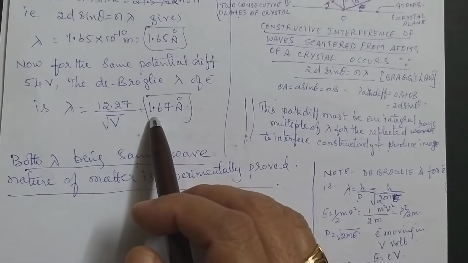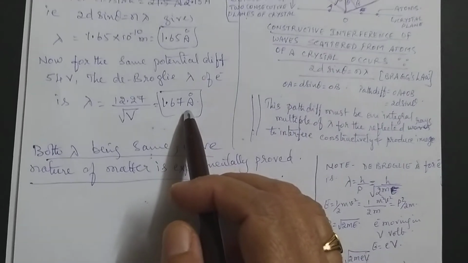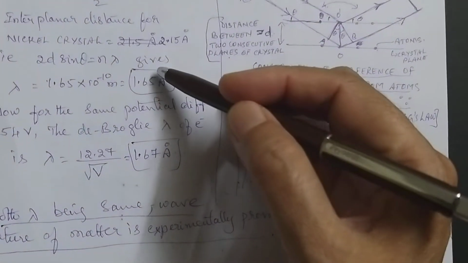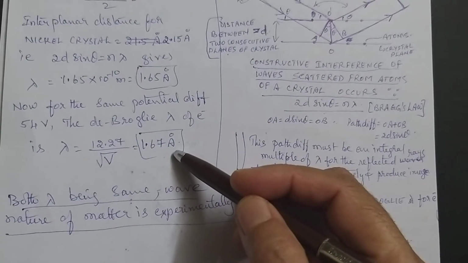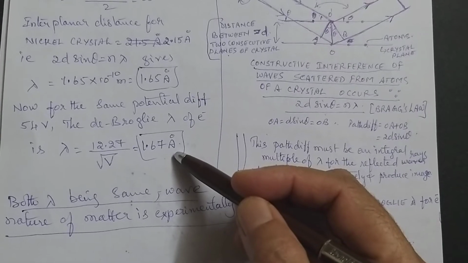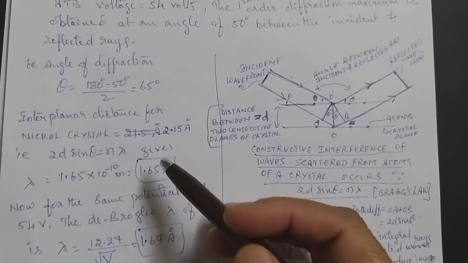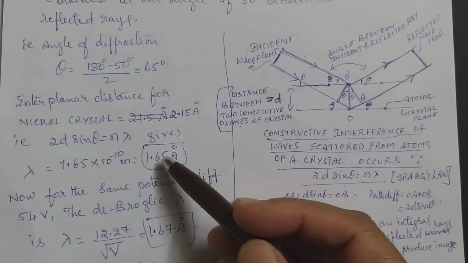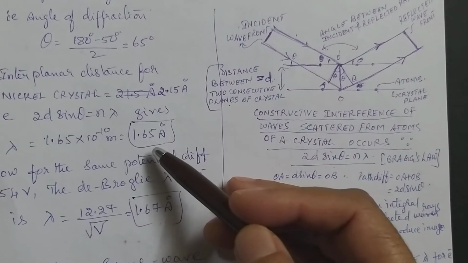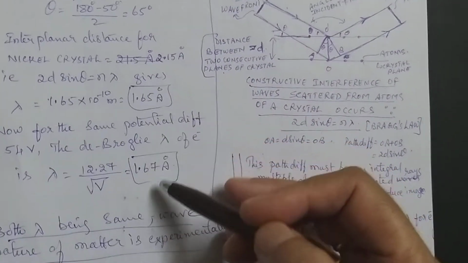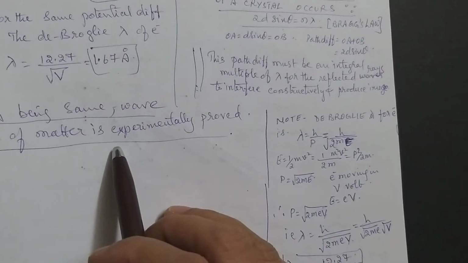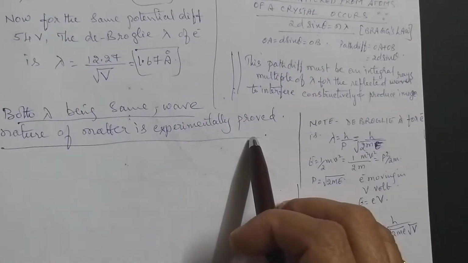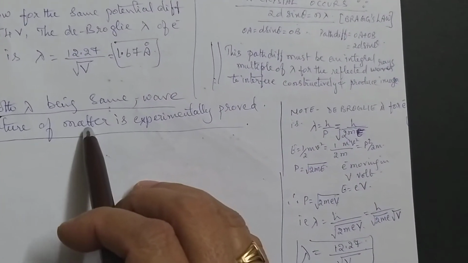Now similarly, calculating for a potential difference of 54 volts, the de Broglie wavelength also comes to be 1.67 angstroms. So these two are similar, which means de Broglie said the electron is associated with a wave of wavelength 1.67 angstroms. Then the Davisson and Germer experiment says the wavelength of the particular electron calculated is this much. So experimentally these are the same, they are verified, both lambda being the same. The nature of matter is experimentally verified, that matter is dual in nature, particle nature and wave nature. Here wave nature is shown.